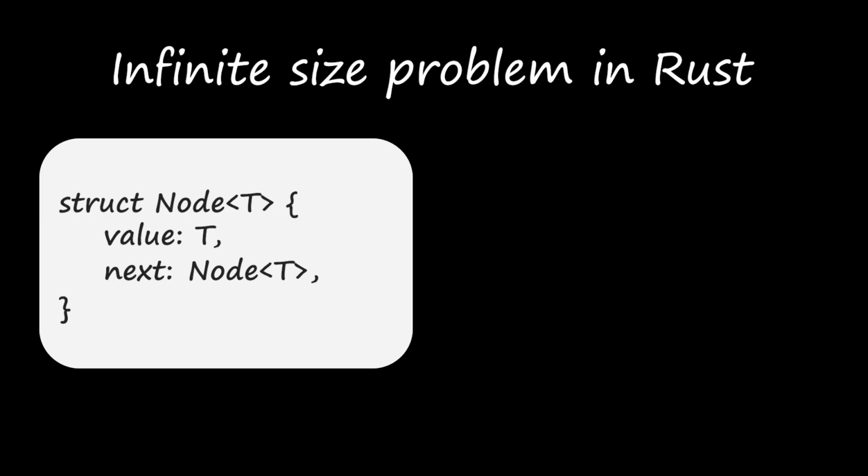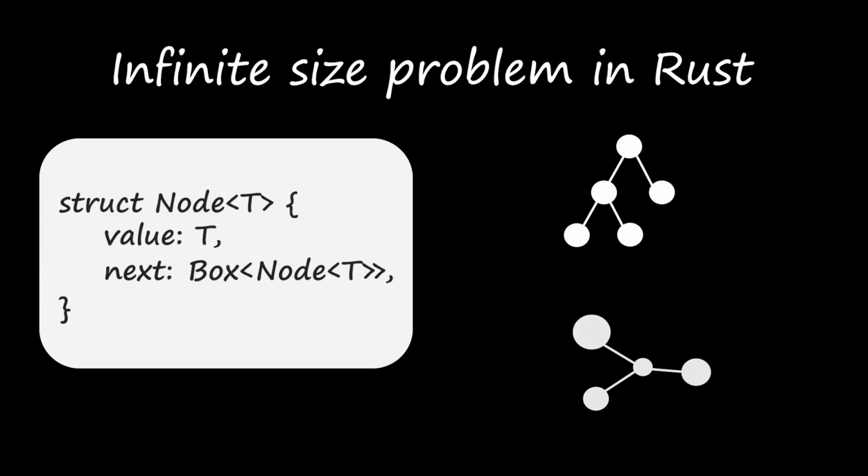So in this case, instead of adding another node, we can just mention a pointer to another node by using the box, since it has a fixed pointer size. So this makes the total size of the node constant and can be determined at compile time. This enables us to implement other complex data structures like trees and graphs.